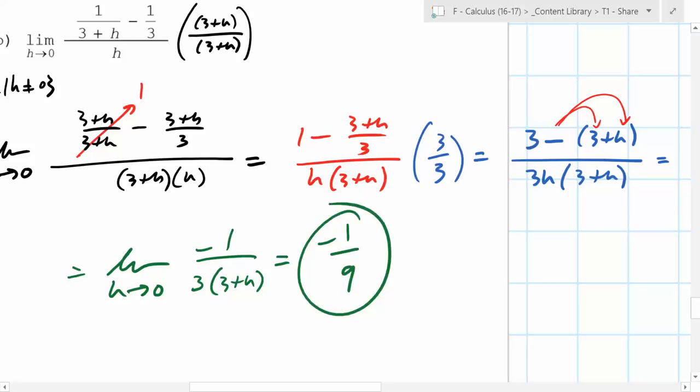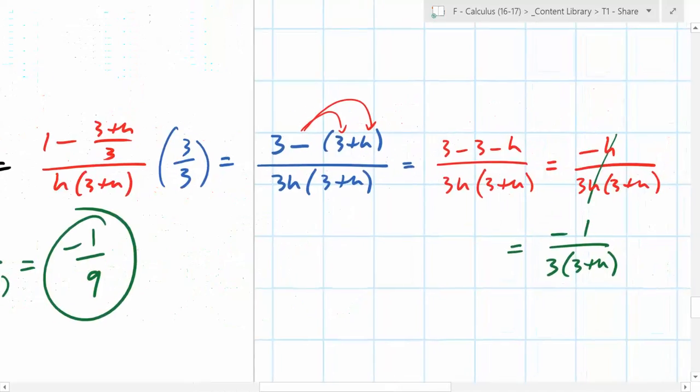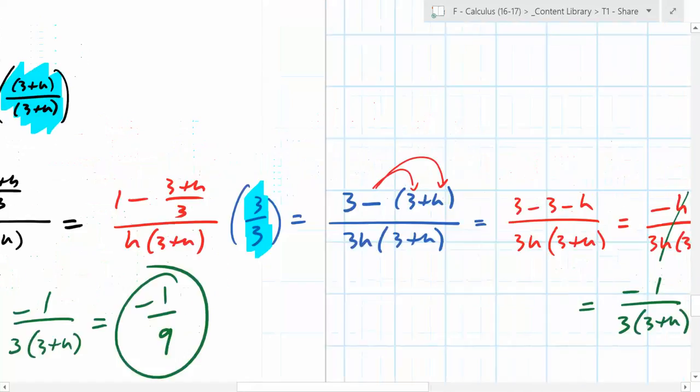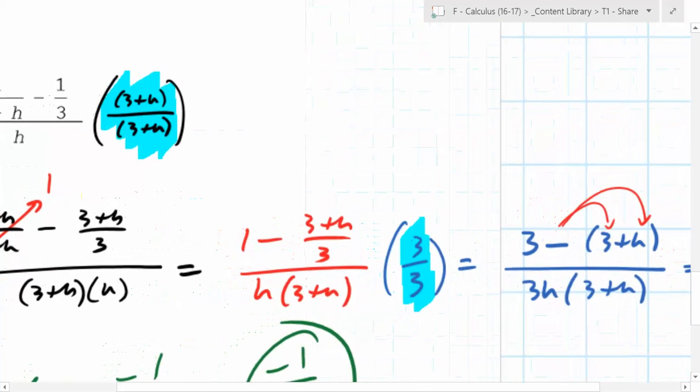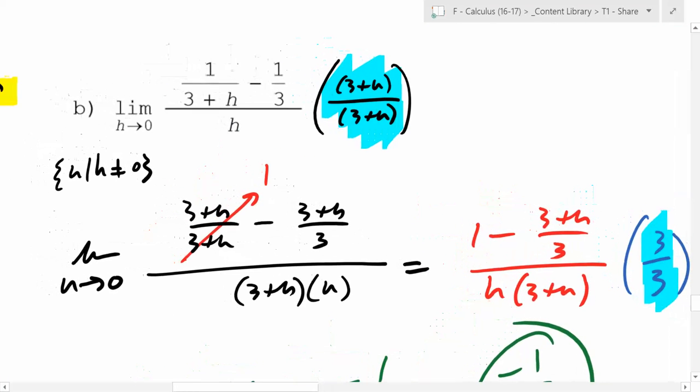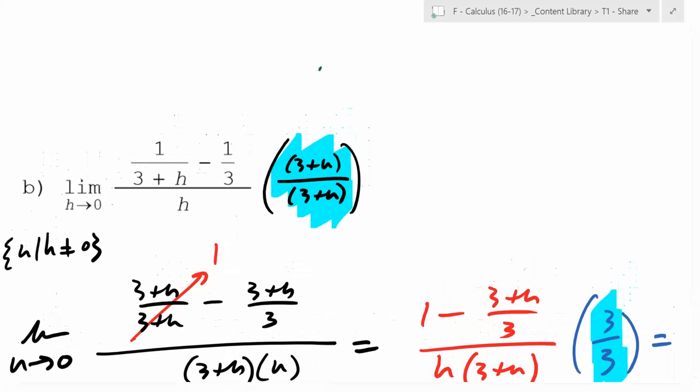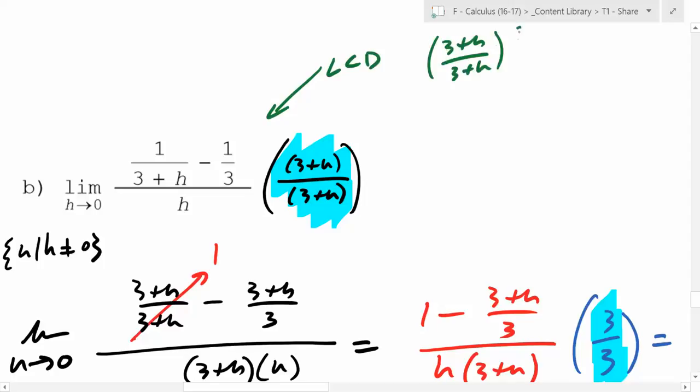We got rid of the whole problem. You had to do careful manipulation, which effectively comes down to multiplying by the least common denominator. We broke the least common denominator into two things, which was 3 plus h over 3 plus h and 3 over 3. What could have been the first step if we wanted to do all of it at the same time? What's the LCD of all those fractions? 3 plus h over 3 plus h times what?